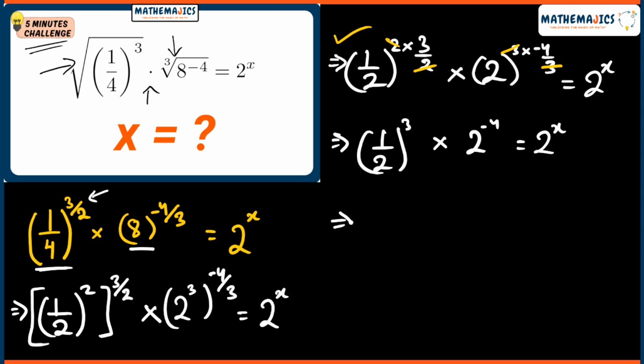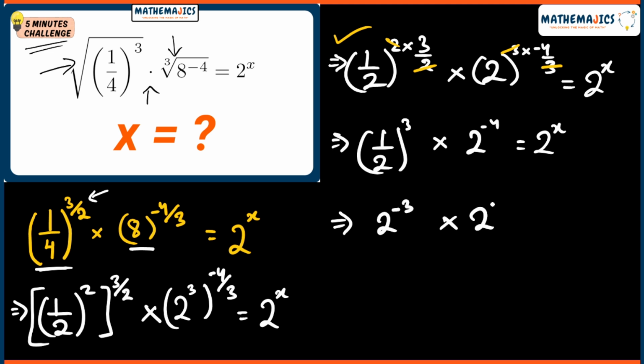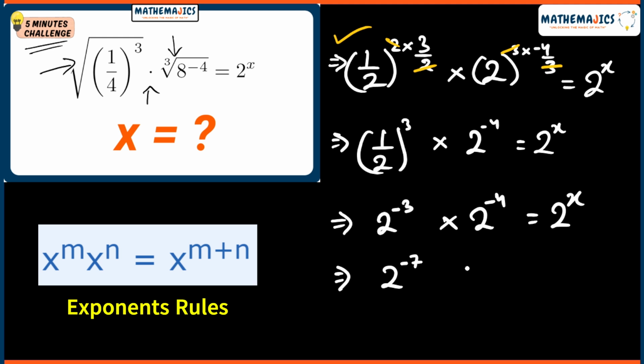Now 1 by 2 can be written as 2 raised to power negative 3, okay, times 2 raised to power negative 4 equals to 2 raised to power x. I am using the exponents rule, and you can see here in the video itself which exponents rule we are using. So if we use the exponents rule again, we will get 2 raised to power negative 7 equals to 2 raised to power x.